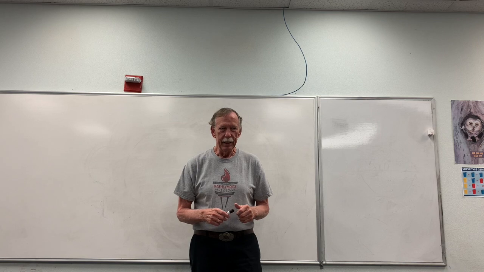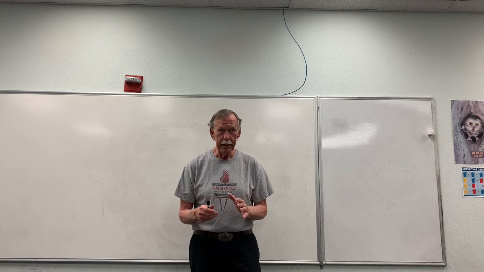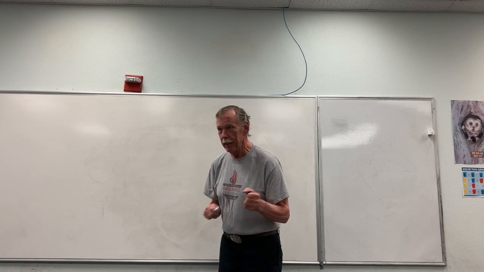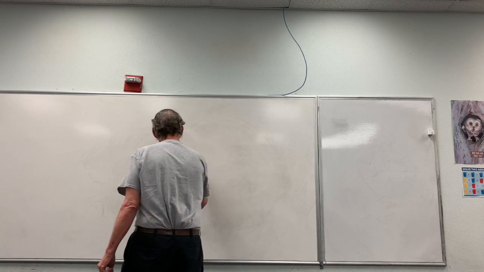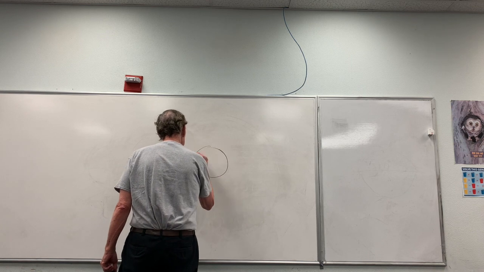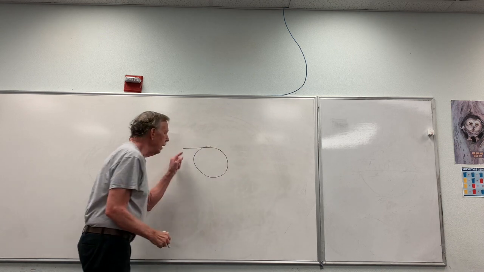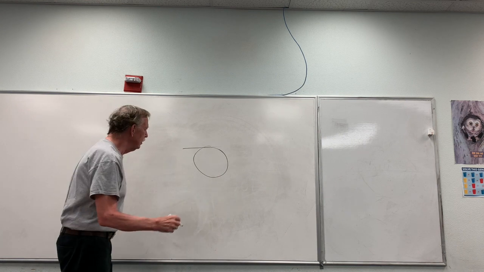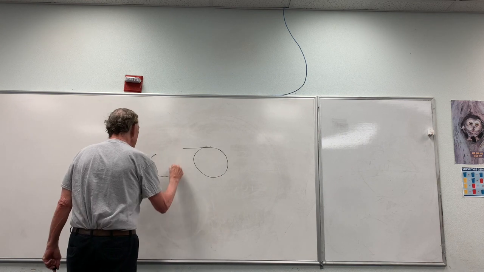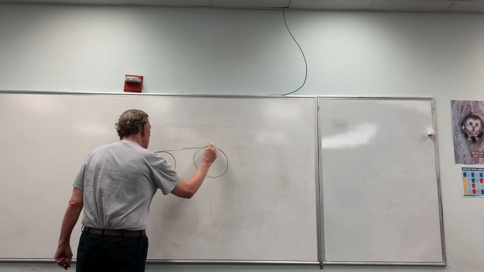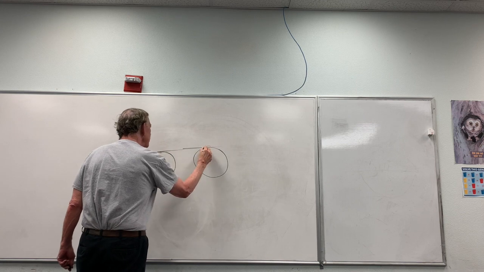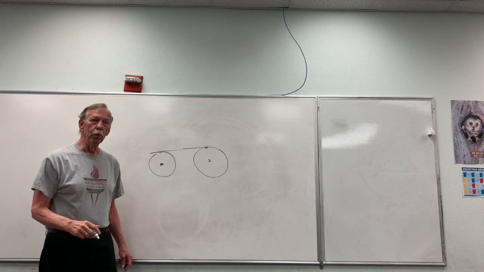Today, we're going to be talking about tangents. And first, before we get going, you'll need a little bit of terminology. Okay, here we go. A tangent touches a circle in one place. If we have two circles, notice the tangent touches both.